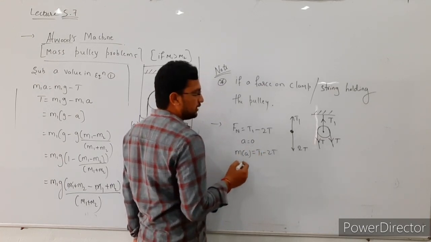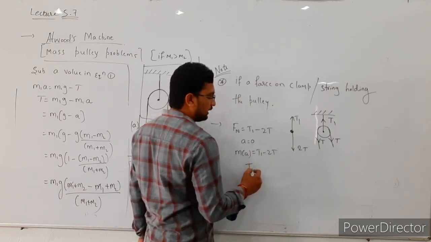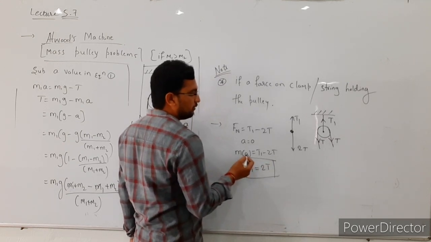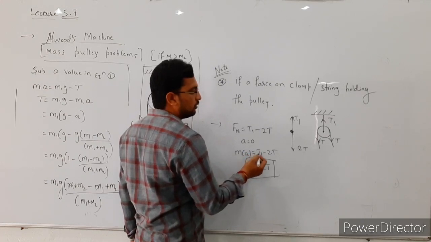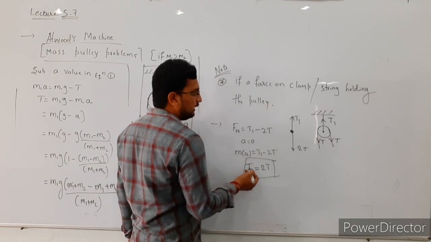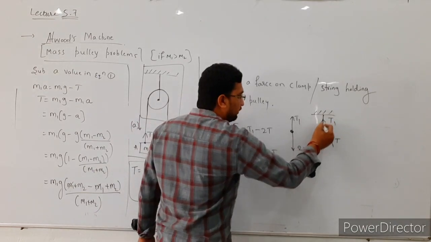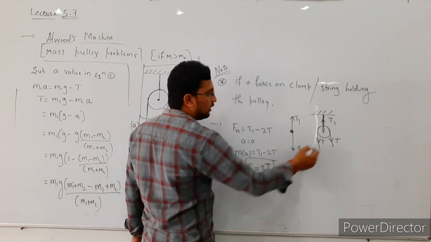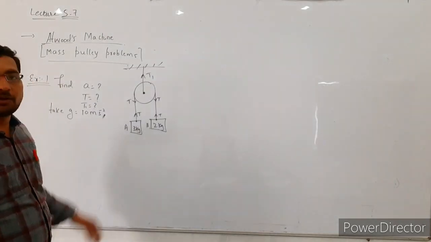Here the acceleration value is 0, and mass into acceleration is 0, so 0 is equal to T1 minus 2T. Take the 2T term to this side: T1 is equal to 2T. So that means the tension developed in this string is 2 times the tension developed in this light string.